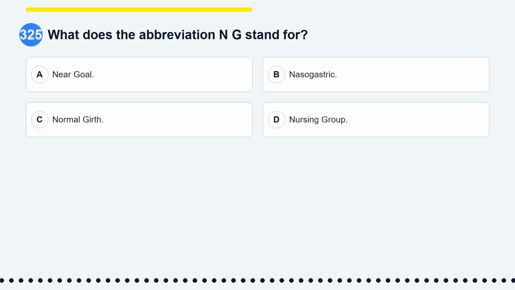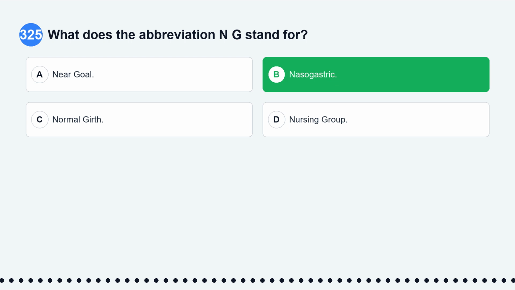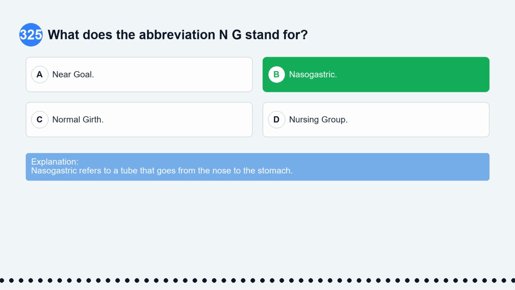Option A, near goal. Option B, nasogastric. Option C, normal girth. Option D, nursing group. The correct answer is option B, nasogastric. Nasogastric refers to a tube that goes from the nose to the stomach.